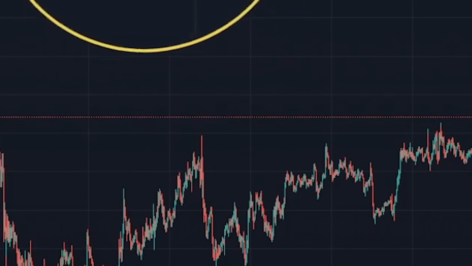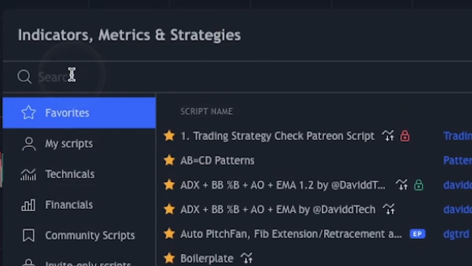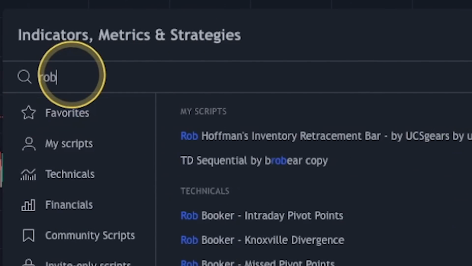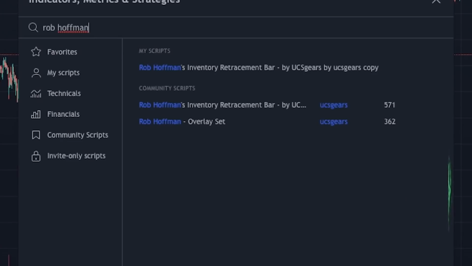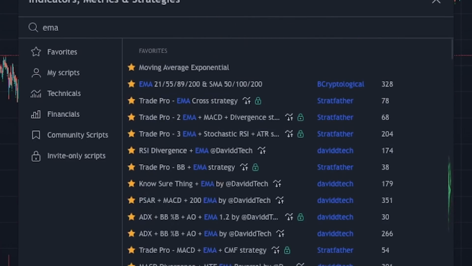Okay, first thing we're going to do is go over here to indicators and click that, and we're going to be adding our Rob Hoffman in here. So it's Rob Hoffman's indicators, and the one that we're going to be using is this one here, the inventory retracement bar, and that's by UCS Gear. I'm going to click that one, and we're going to be using that one today. We're also going to be adding two EMAs, so I'm going to add two EMAs here. We have 1 and 2.